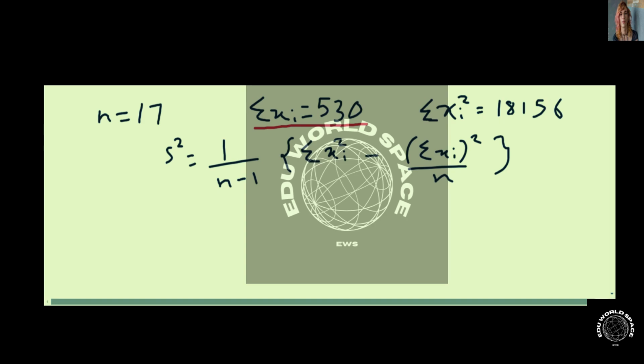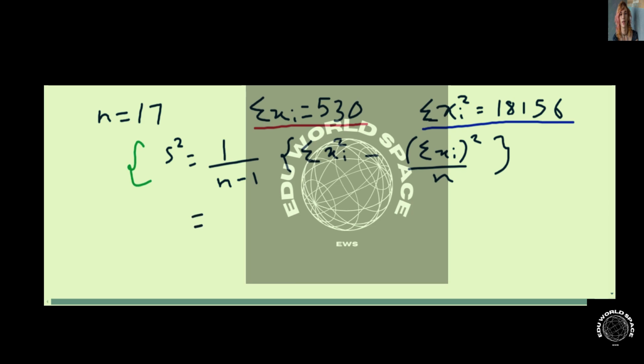The second descriptive statistic we find is summation of xi squared, which is basically every term in our sample squared, and then we add them. And that value for our sample here is 18,156. Now, using this formula for sample variance, we can find the sample variance for the given sample.